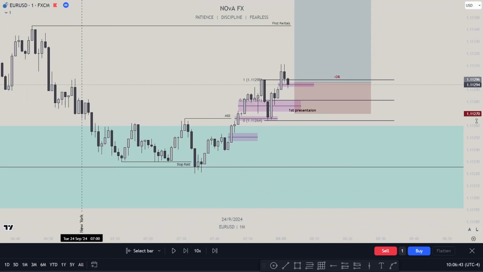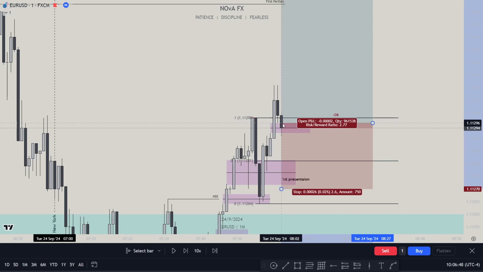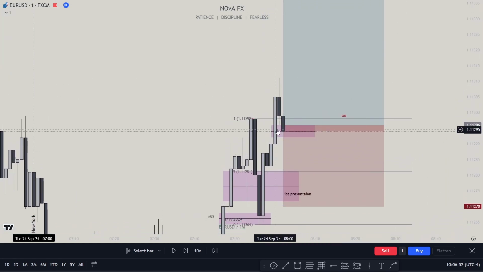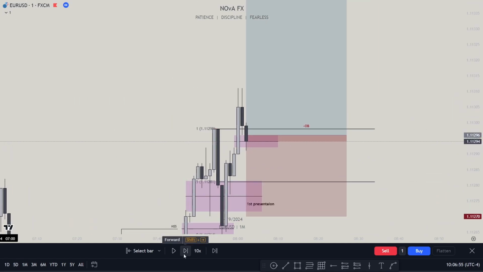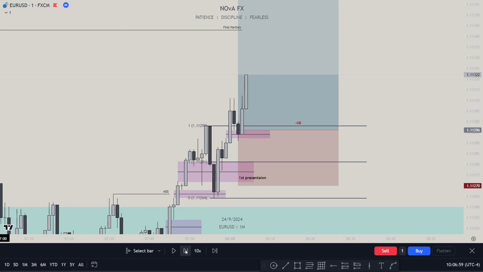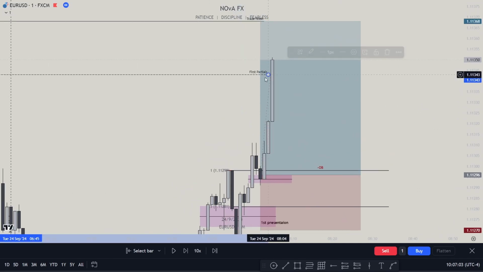So you can see that we got tapped in here. The price moved below, so we just got tapped in there. Now we can see the price is closing above the consequent encroachment of this FVG, which means that it's respecting that FVG, and there is a huge green candle. All right, so we got our first partials there.